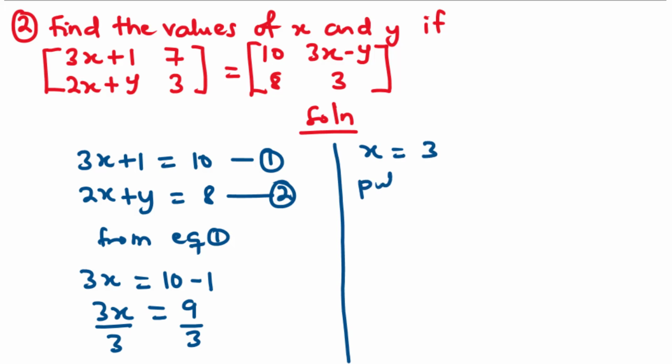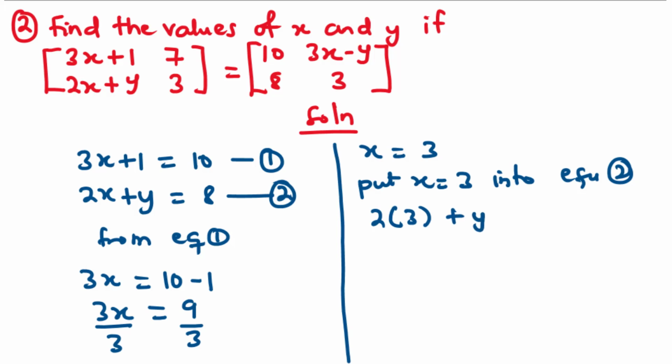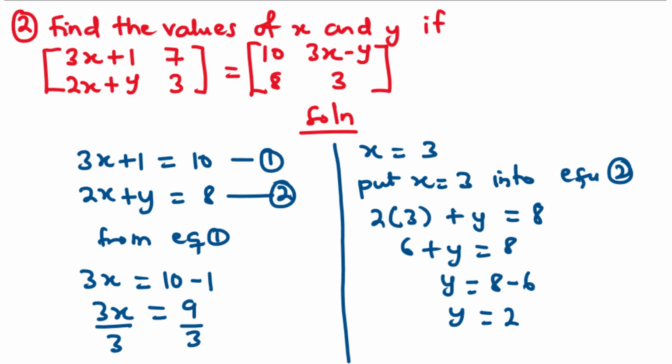Now we are going to put x = 3 into equation 2. So from equation 2, we have 2 times 3 + y = 8. 2 times 3 is 6. And then we transpose 6 to the right hand side so that we have y = 8 - 6, and that is equal to 2. Therefore, x is equal to 3 and y is equal to 2.